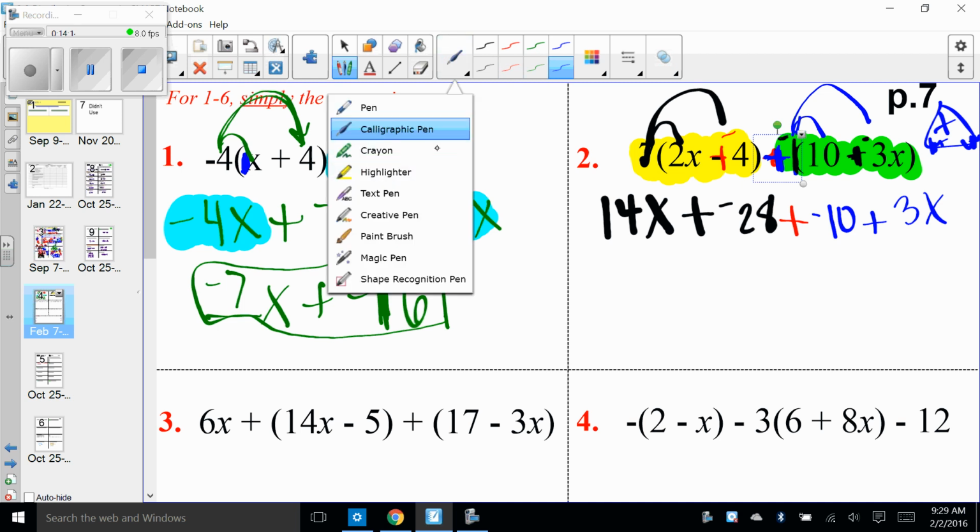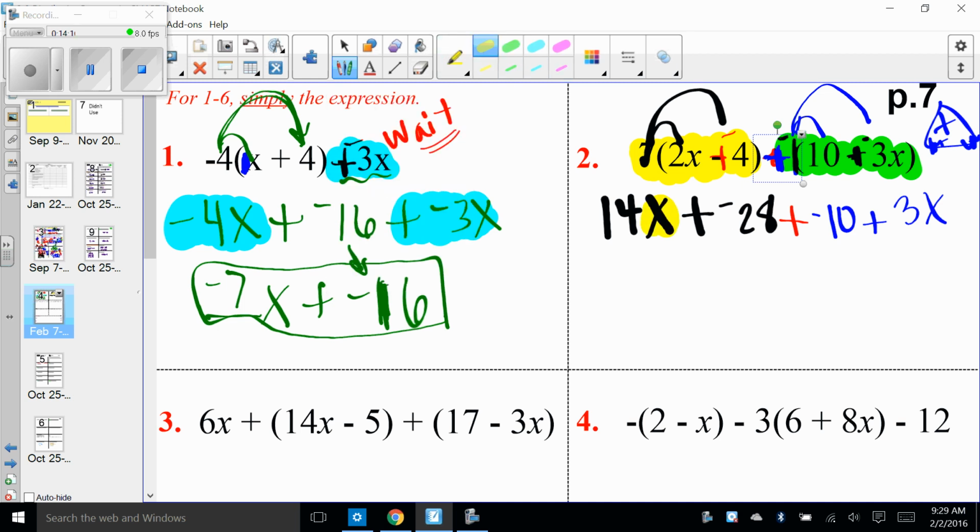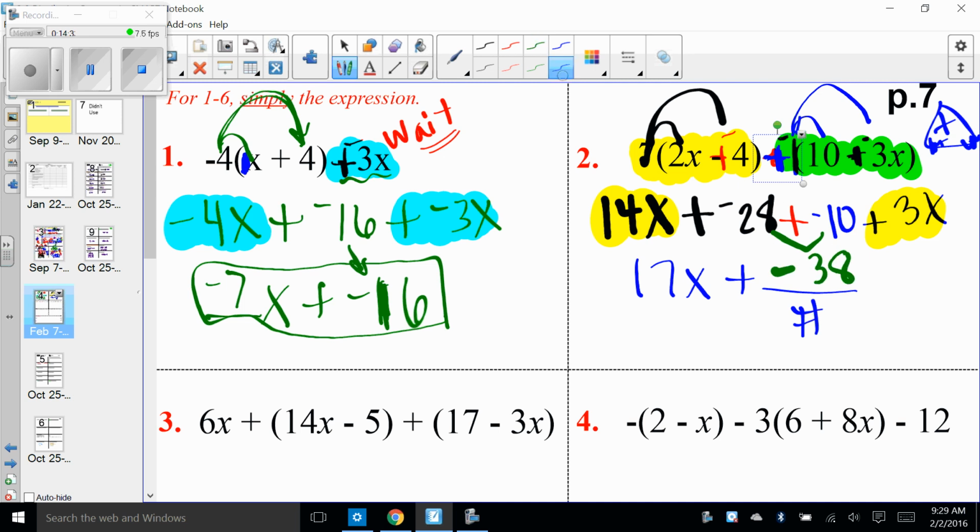So our like terms are variable x, grab 14, variable x, grab 3. So we end up with 17 x's, plus, this is my number bin now coming up here. I pay for 28 and I pay 10. I pay 38. Answer is 17x plus -38.